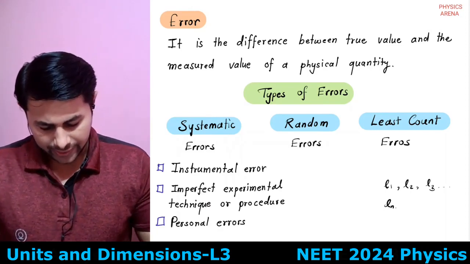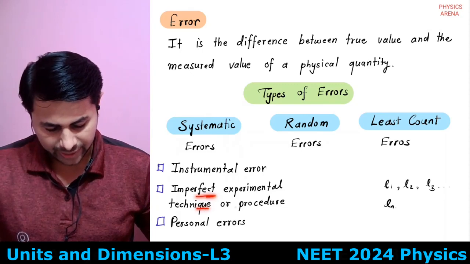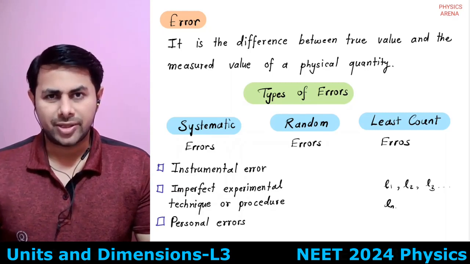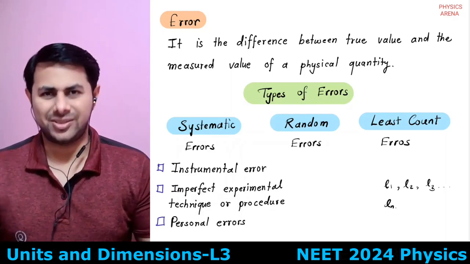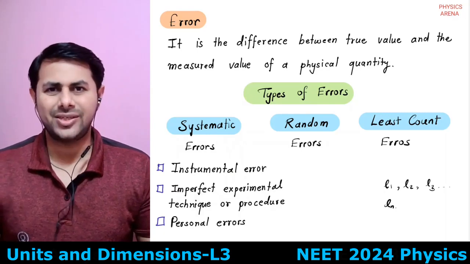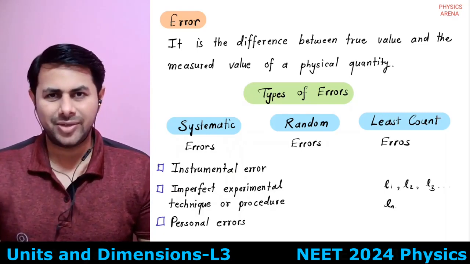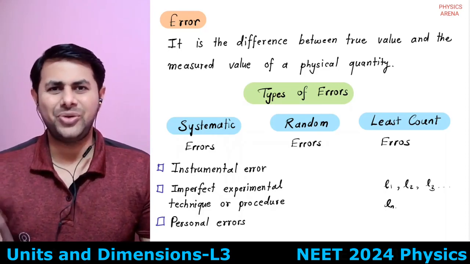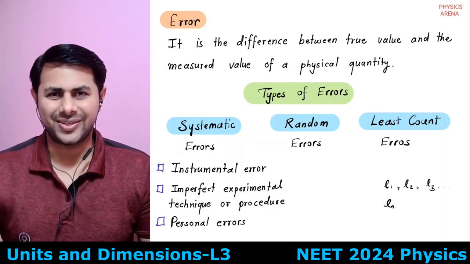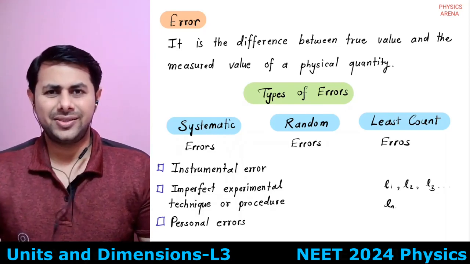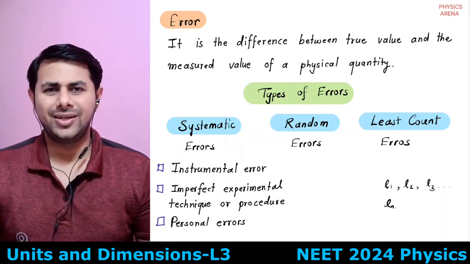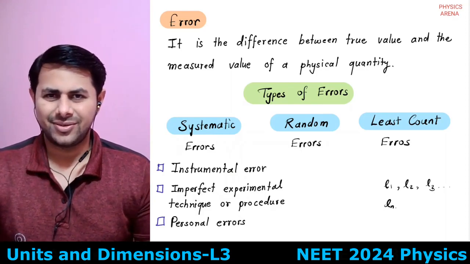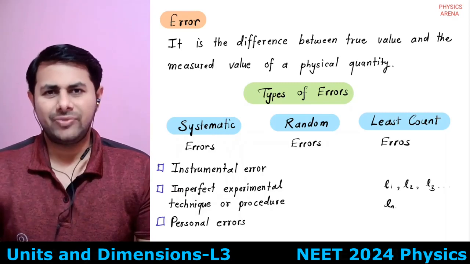Then the next one is imperfect experimental technique or procedure. So let's suppose the person who is taking measurement doesn't know how to take the measurement. His procedure or his technique of performing the measurement is incorrect. So for an example, you might have seen this. You have fever and you go to some clinic, and there is a compounder or a helper, and they give you a thermometer, and where do they keep it? Yes, sir. Okay, so that is incorrect way of measurement.